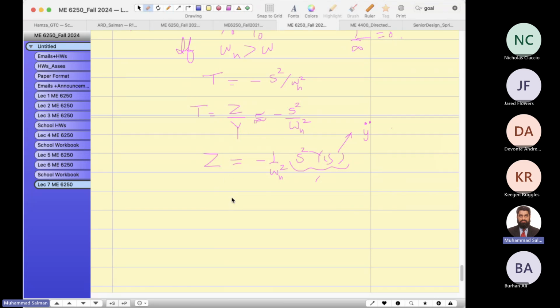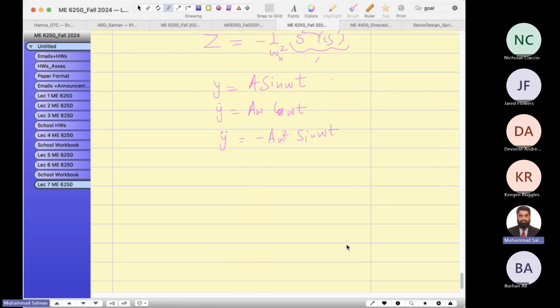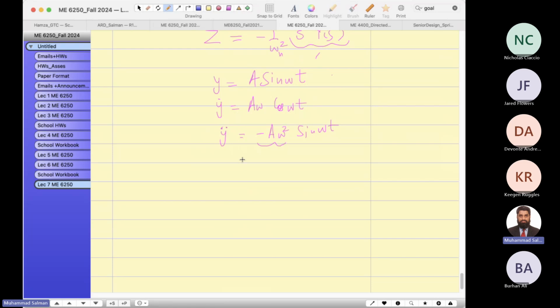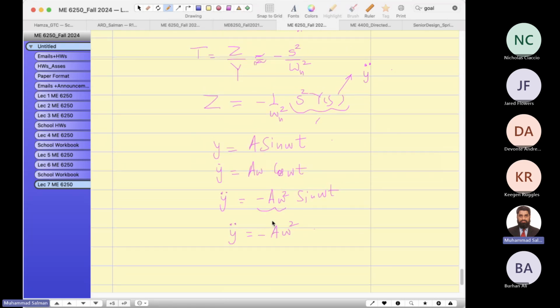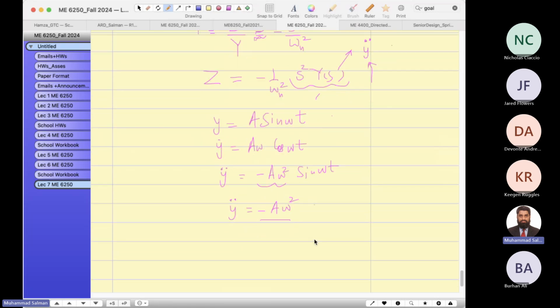Let me show you how you would relate it, because we know a sinusoidal displacement like Y equals A sine omega t, correct? What is Y dot? A omega cosine omega t. What is Y double dot? It is minus A omega square sine omega t. But if you consider amplitude, the maximum value of Y double dot is equal to minus A omega square. So I can plug in this Y double dot as minus A omega square.